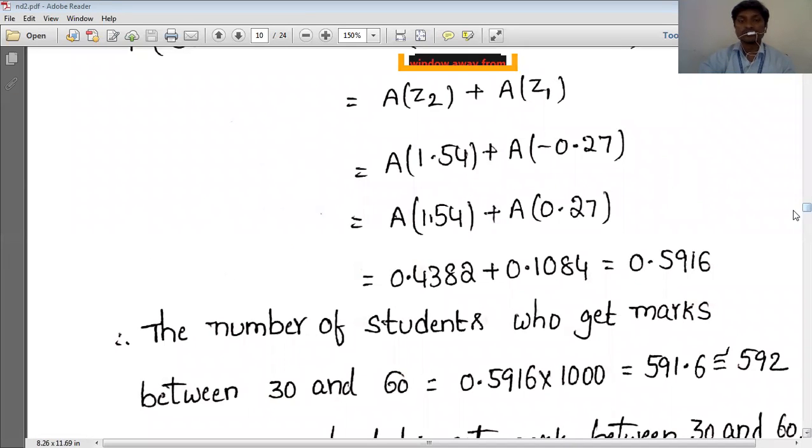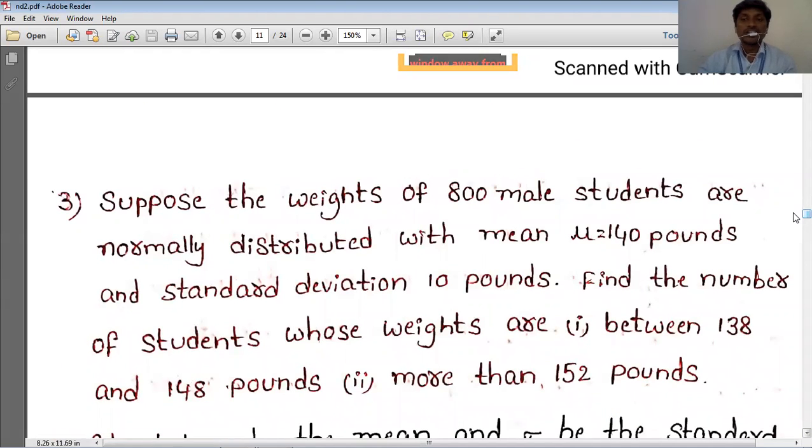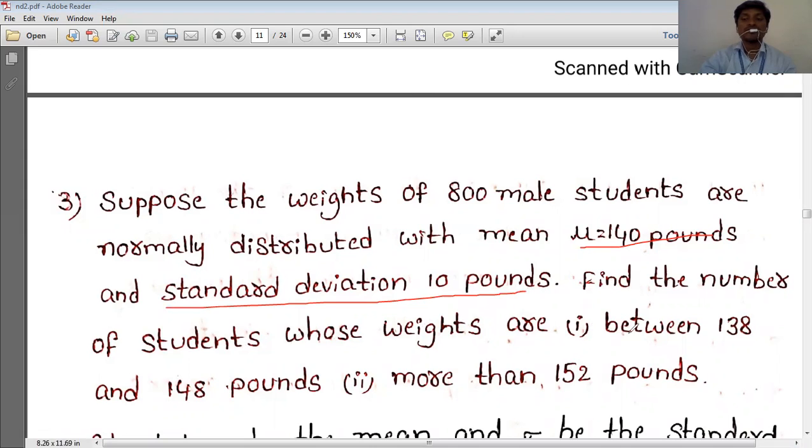Next problem, same like this. Suppose the weights of 800 male students are normally distributed with mean mu equal to 140 pounds and standard deviation 10 pounds. Find the number of students whose weights are between 138 and 148 pounds, and another one, more than 152 pounds. If you want, you can take less than 152 pounds or less than 130 pounds. Like that, you can take in general problems. Whatever value you want, you can calculate it.